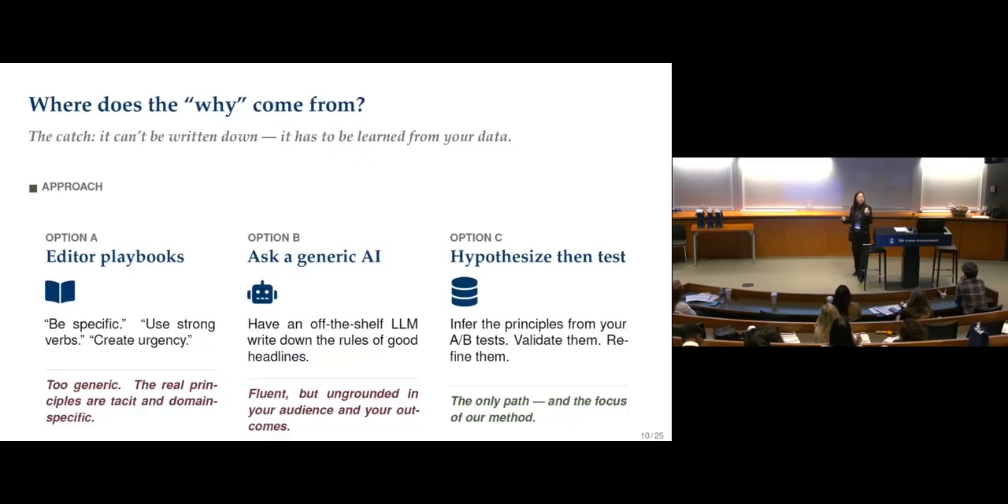There are different options. For example, you can simply ask your human experts. You have human editors, and you can ask them to create guidelines. For example, they can say, be specific, use strong verbs, create urgency. This is more like a guideline instructing the AI. So the AI sees not just the training data of previous examples, but also some guidelines. This is one option.